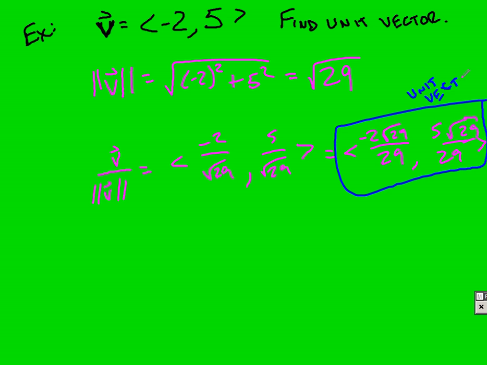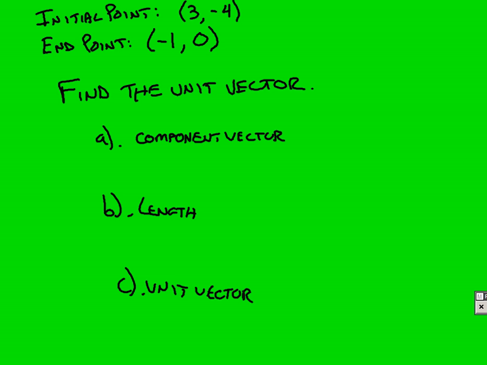Alright, let's put it all together now with one final problem, to start from scratch. Going from an initial point to an endpoint, find the component vector first, then find its length, and then turn it into a unit vector. Pause the video right now, see if you can do that, and when you come back, you'll have the answers waiting for you.